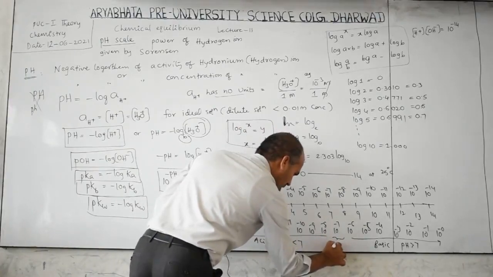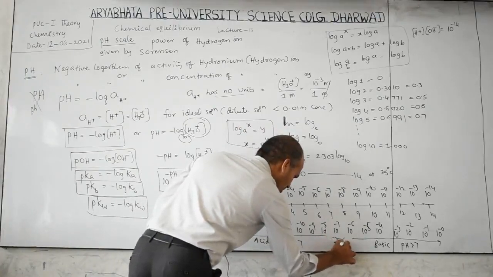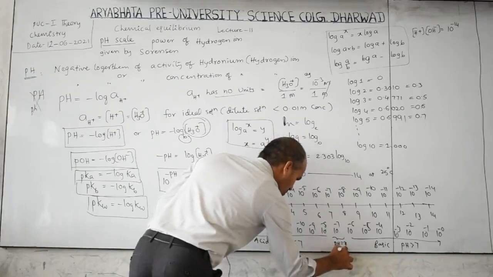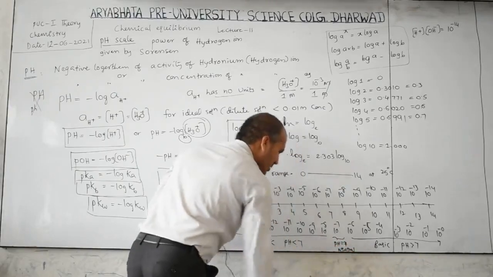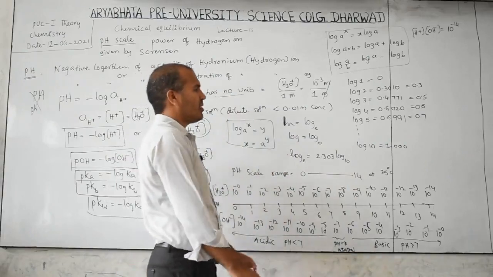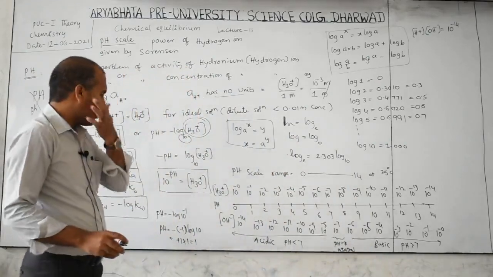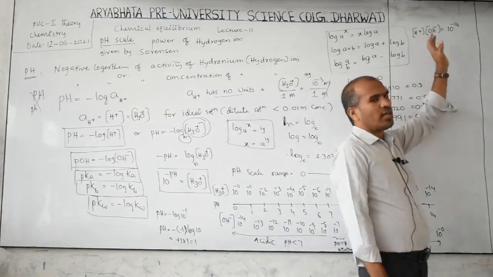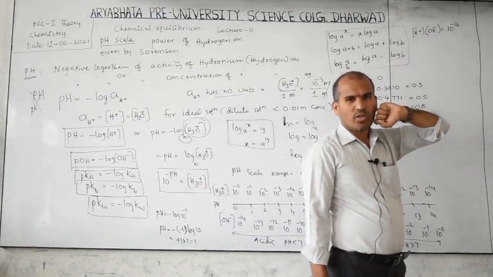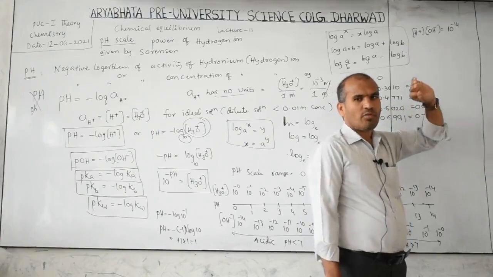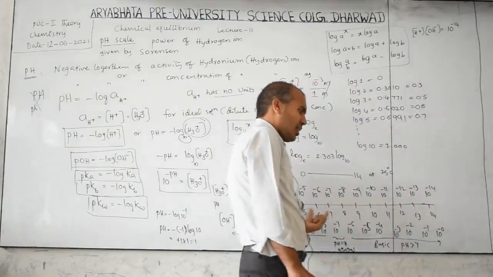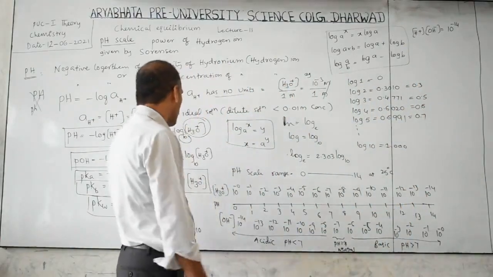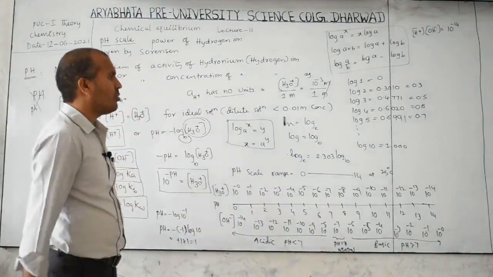This is indicating pH is equal to 7, then that is neutral. This scale is only applicable at 25 degrees Celsius. Otherwise, if the temperature changes, the ionic product of water also changes. When the ionic product of water changes, this range will also change. So I hope you know this pH scale very well.